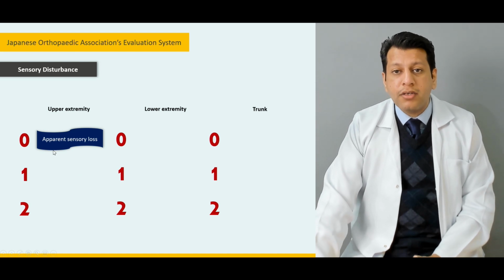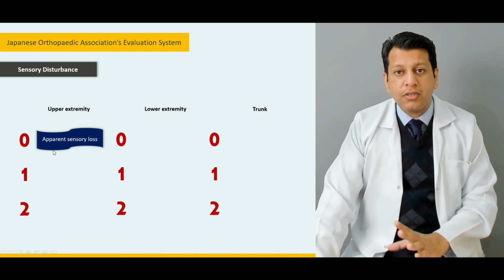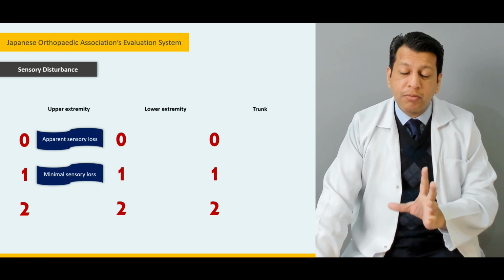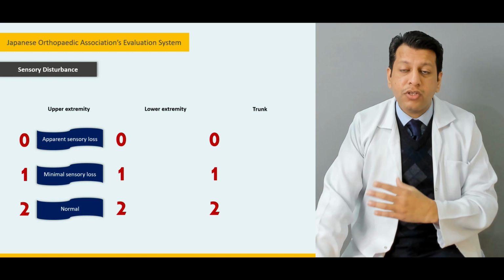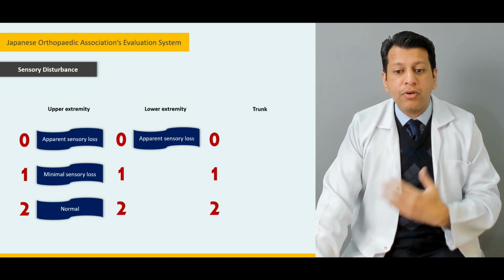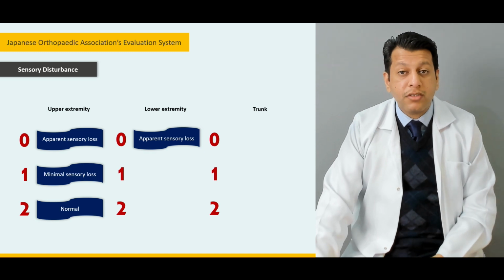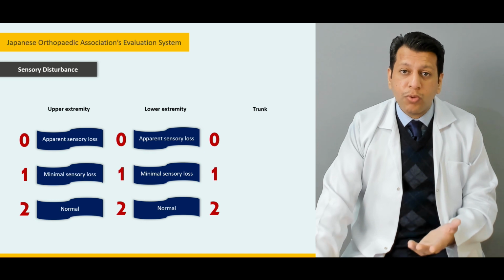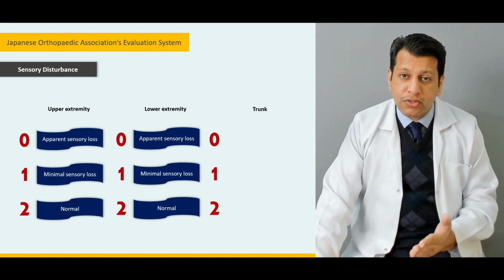If there is apparent sensory loss, the whole limb is lost, then it's 0 points. If there is minimal sensory loss, only a few dermatomes are involved, then it's 1. And if there is no sensory loss, that is 2. Similar is the case with the lower limb, where you have apparent sensory loss as well, which is 0. If it is minimal, it's 1, and if there is no sensory loss, that is 2.